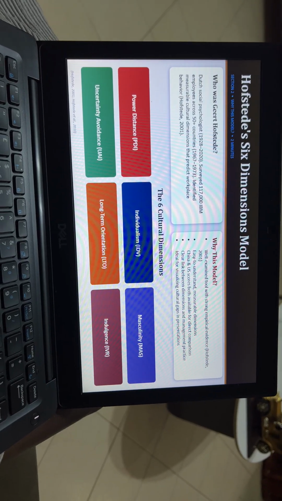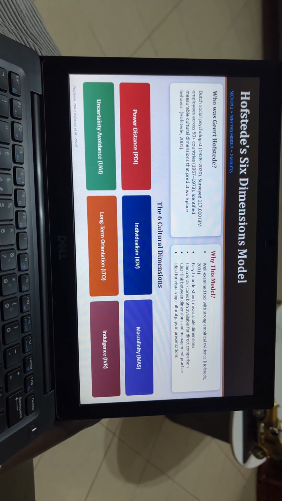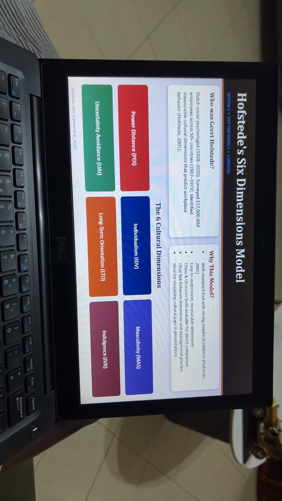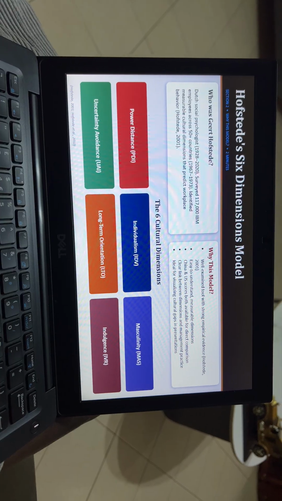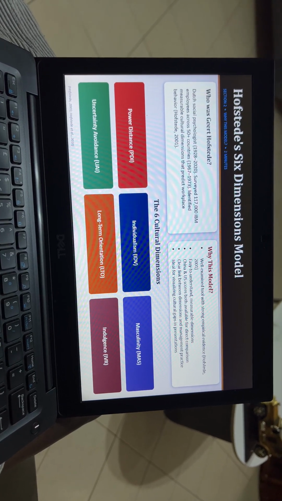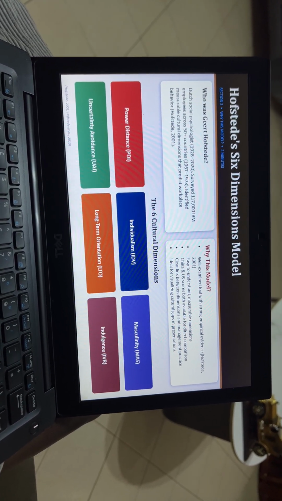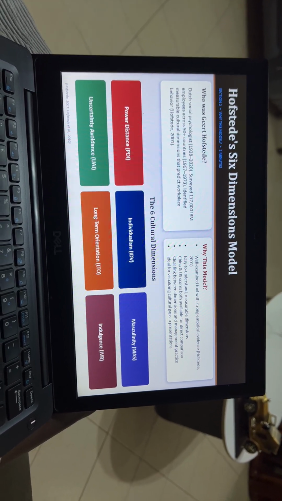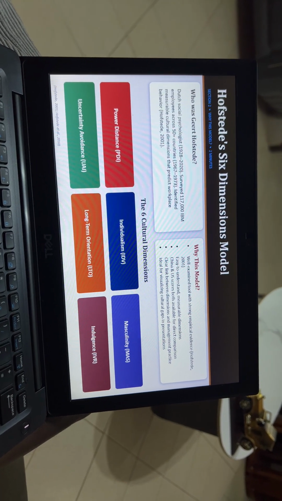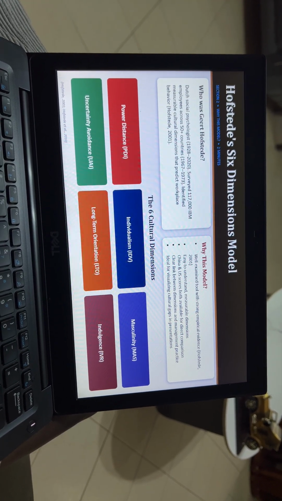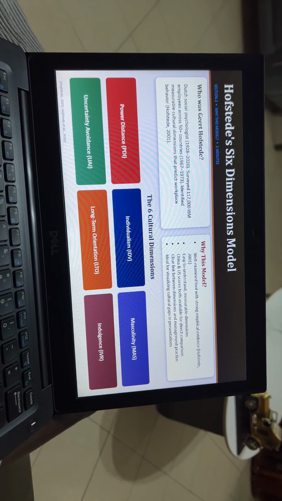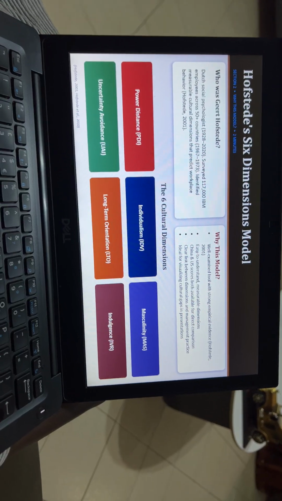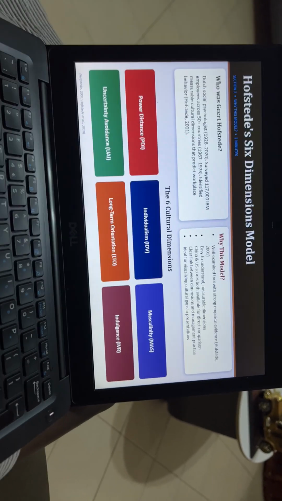And what are these 6 cultural dimensions? Number 1, power distance, that is PDI. Number 2, individualism, that's IDV. Number 3 is masculinity, that is MAS. The number 4 is uncertainty avoidance, that is UAI. Then followed by long-term orientation, LTO. Then finally indulgence, that is IVR.